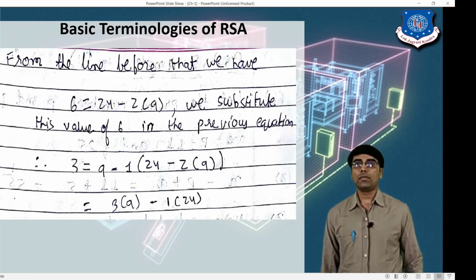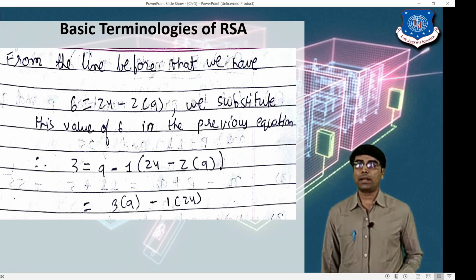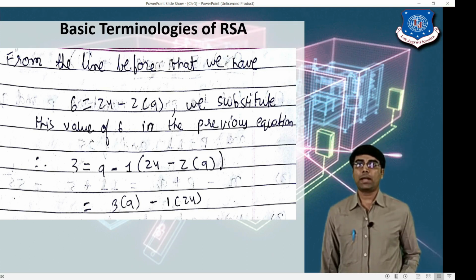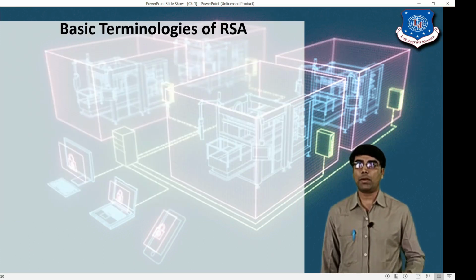From the line before that we have 6 equals 24 minus 2 times 9. We substitute this value of 6 in the previous equation. So 3 equals 9 minus 1 times (24 minus 2 times 9). Multiplying out, minus times minus is plus, so 2 times 9 plus 1 times 9 gives 3 times 9. So now the equation is 3 equals 3 times 9 minus 1 times 24.